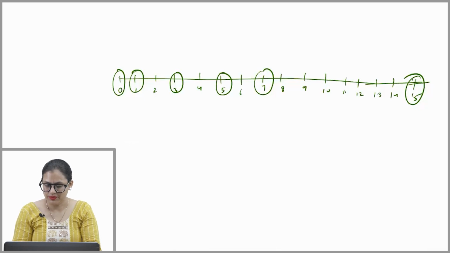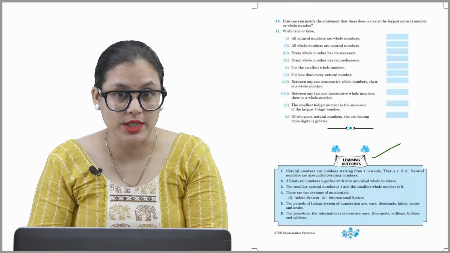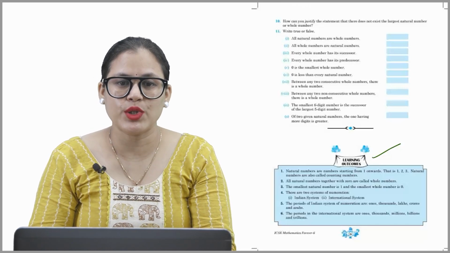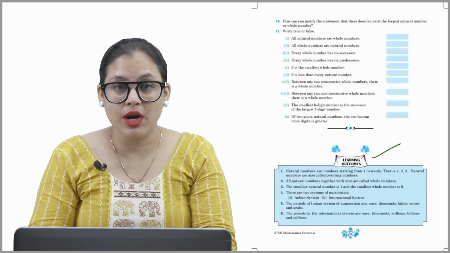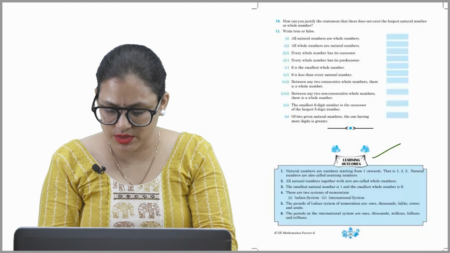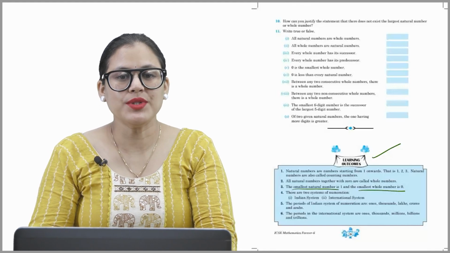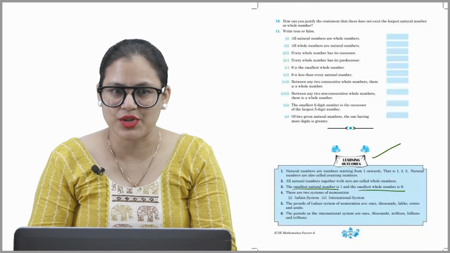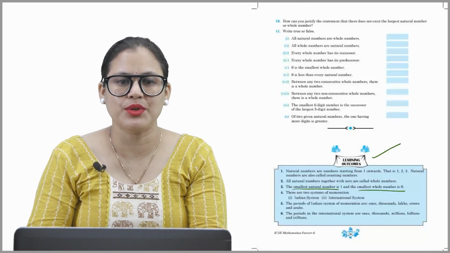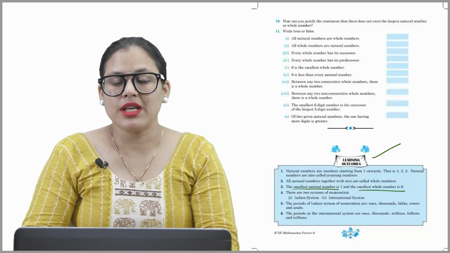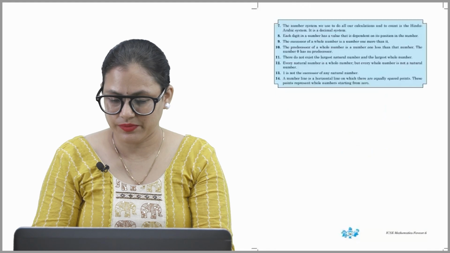Learning outcomes. Natural numbers are numbers starting from 1 onwards, that is 1, 2, 3. Natural numbers are also called counting numbers. All natural numbers together with 0 are called whole numbers. The smallest natural number is 1, remember that, and the smallest whole number is obviously 0. There are two systems of numeration, the Indian system and the international system. The periods of the Indian system of numeration are ones, thousands, lakhs, crores and arabs. The periods in the international system are ones, thousands, millions, billions and trillions.